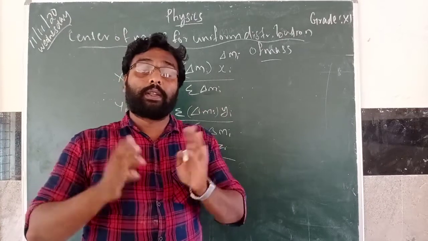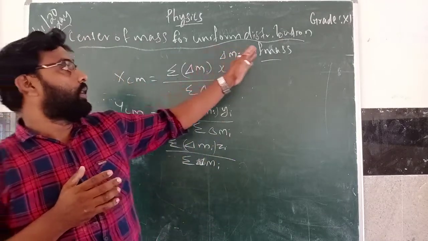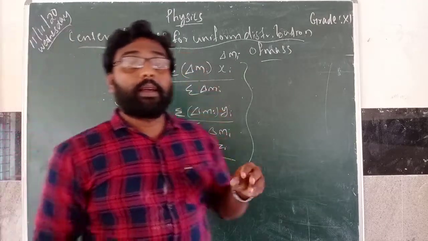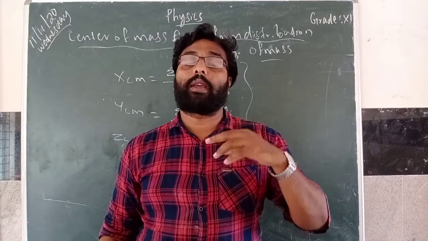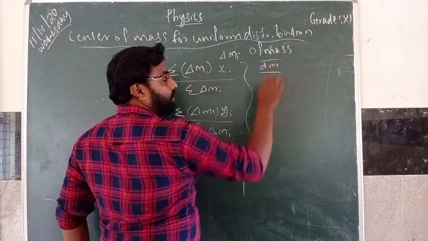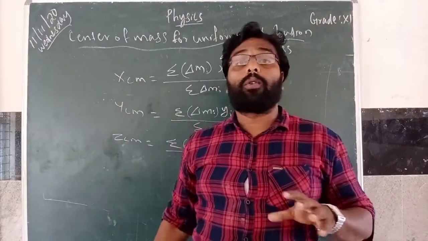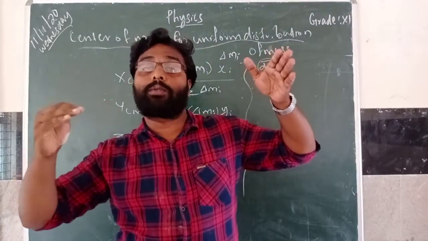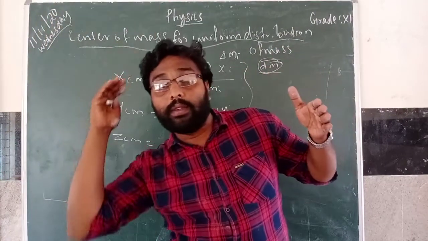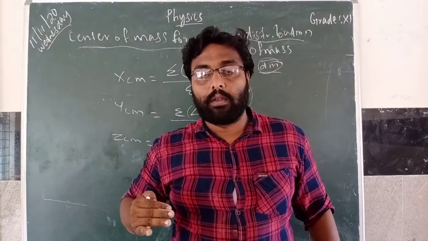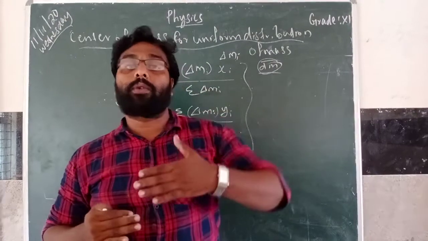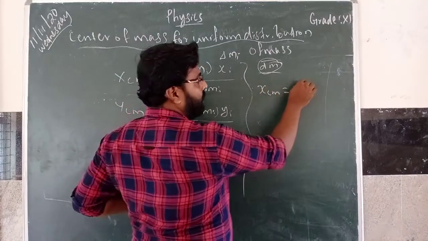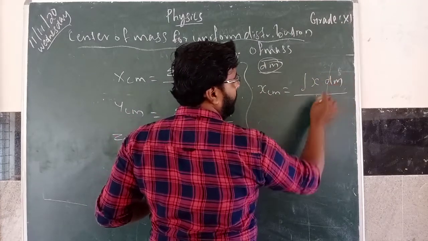One more method is there. You can find the center of mass for this uniform distribution of mass by another three formulas. Delta m means very small, infinitely small, so you can write delta m as dm, and you have to integrate. Suppose along the x-axis you have distributed these point masses from m1 to mn, kept at positions x1 to xn. So the whole mass after distribution you can integrate. You can use this formula: x cm equals integration x dm by integration dm.